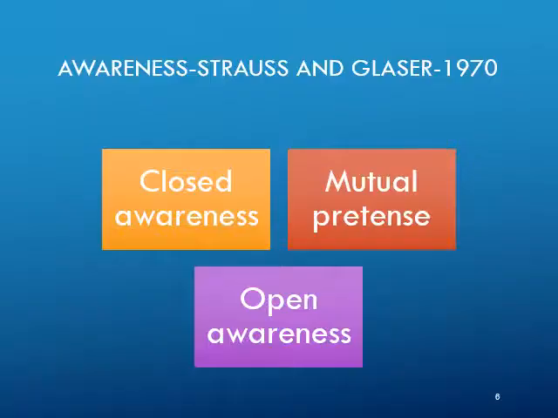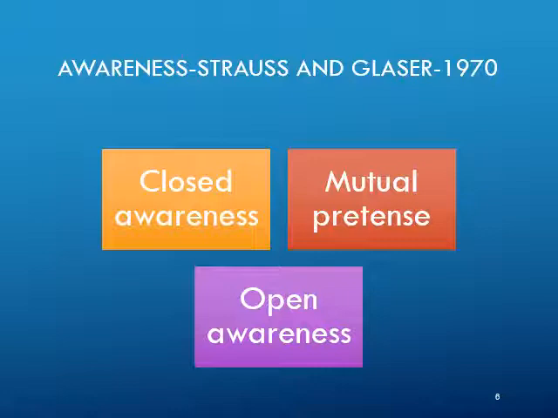So we'll go to the next and talk about awareness. Awareness, on page 323. Awareness of terminal illness and impending death affects the dying person and the family both emotionally and physiologically. So notice I have Strauss and Glaser. They talked about awareness in 1970, and they identified 3 states of awareness: closed awareness, mutual pretense, and open awareness.